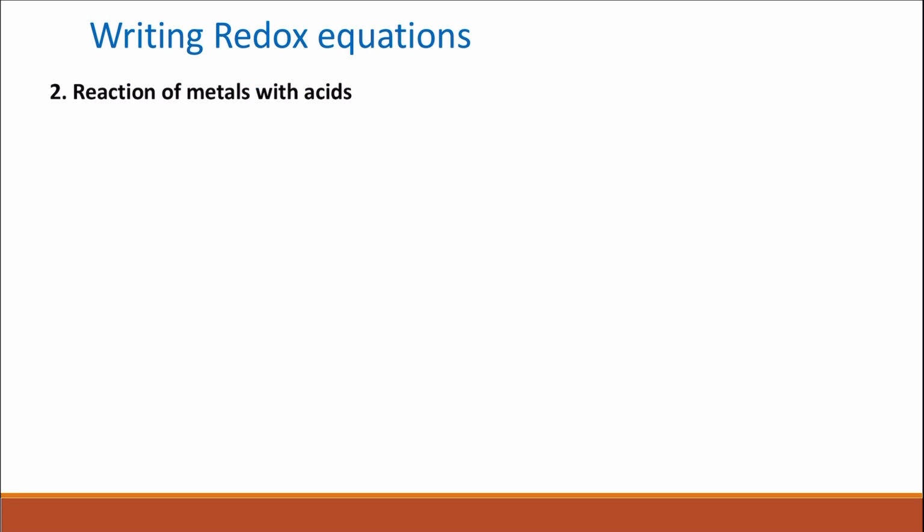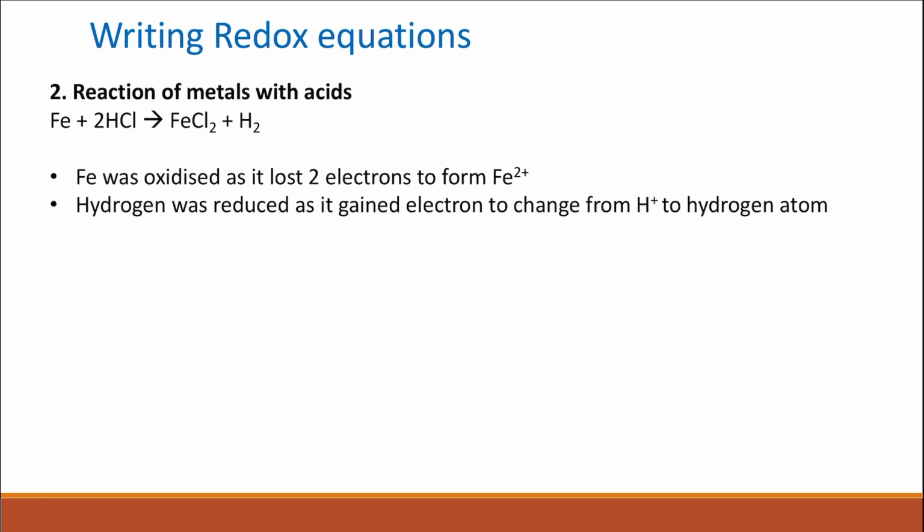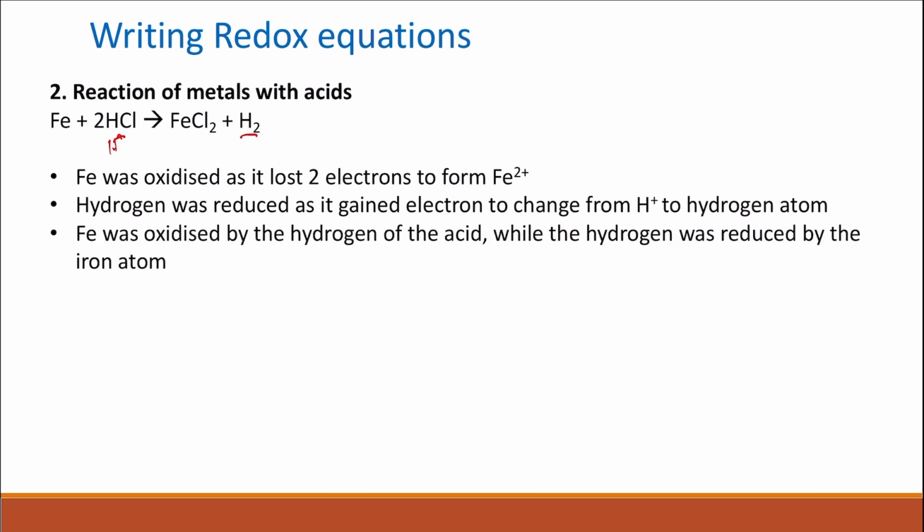Another example of a redox reaction from what we've learned is the reaction of metals with acids. So we have iron with hydrogen chloride, which will give you iron chloride and hydrogen. So iron here was oxidized because iron lost 2 electrons to give you iron 2 plus. And hydrogen was reduced because the hydrogen ion from the hydrogen chloride, hydrogen plus, gained an electron to give you the hydrogen atom. Now, the iron was oxidized by the hydrogen of the acid, while the hydrogen was reduced by the iron atom.